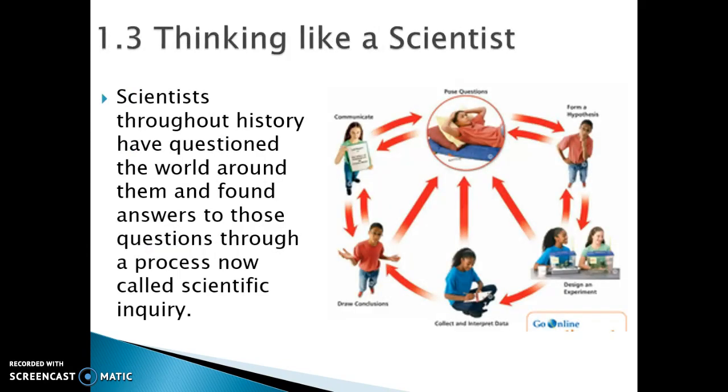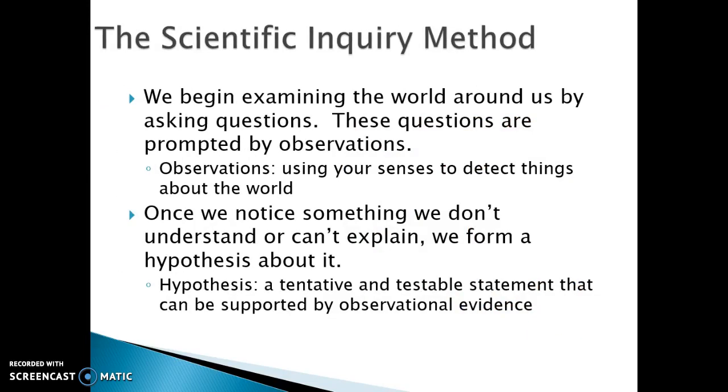Okay, so the next thing we're going to talk about is something we call scientific inquiry, which leads us into essentially the scientific method. Scientists throughout history have questioned the world around them and found answers to those questions through a process now called scientific inquiry. So scientific inquiry is just a method in order to understand those questions. We begin examining the world around us by asking questions. These questions are prompted by observations. An observation is using your senses to detect things about the world. So we make observations in the natural world, and we start to question why things happen the way they do.